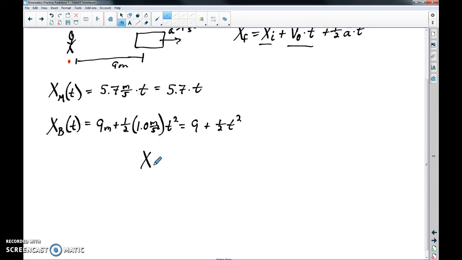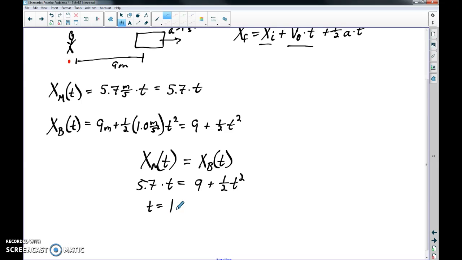I set x of t, my position function, equal to the position of the bus at any given time, and I solve for time. So this will be 5.7 times t, equal to 9 plus 1/2 t squared. And if you solve for t here, t equals 1.89 seconds. And you get two answers here. T equals 9.51 seconds.